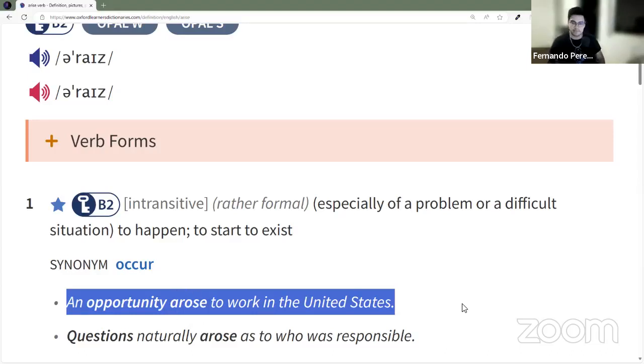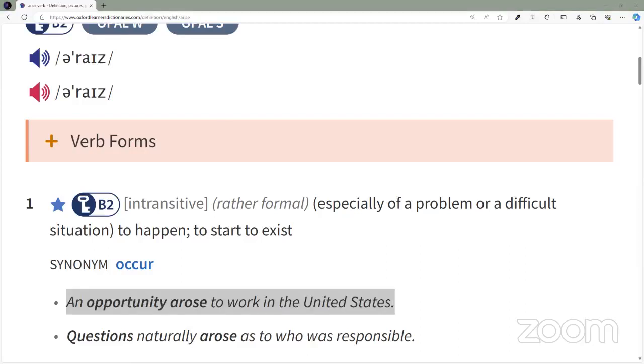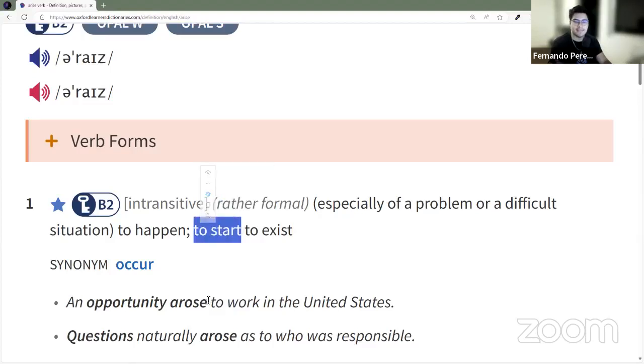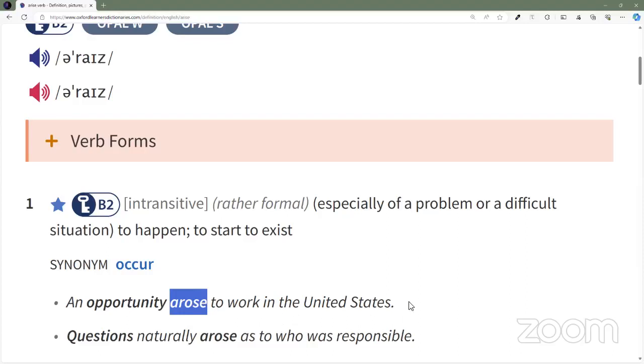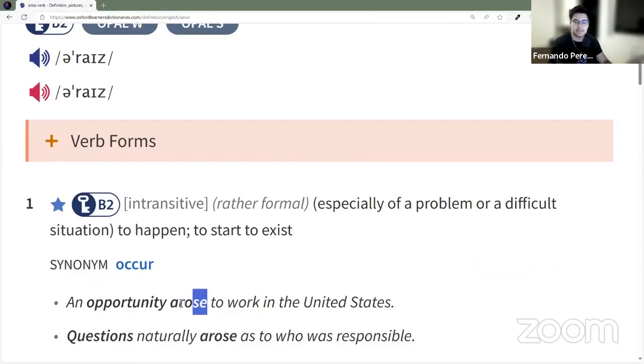And how does it read, Christian? An opportunity. An opportunity to start. Eliminate to start, to work, because the word to means that this is an infinitive verb. And this verb is not in infinitive form. In what tense is this? Is this present? If the verb is arise in simple form, what time do you think this is?